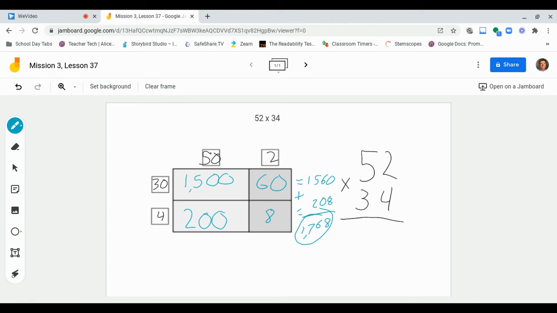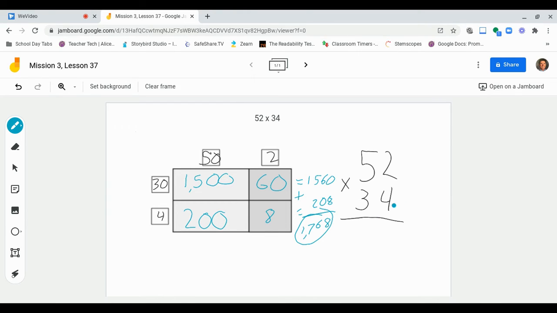Now, we're going to take a look at the same problem, but using the standard algorithm method, and we should end up with the same number. Regardless of what way we choose to do it, we can still end up with the same product. Here, if I'm doing it just this standard way, I just set it up like this: 2 numbers on top of each other, 52 times 34.